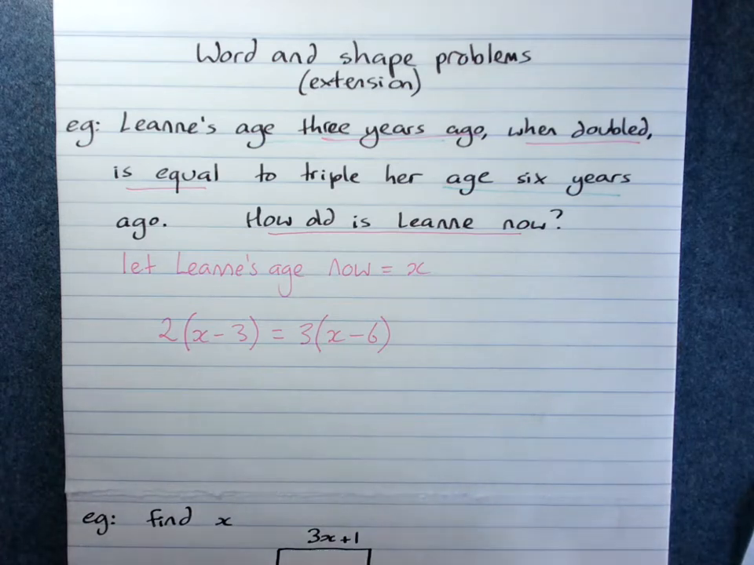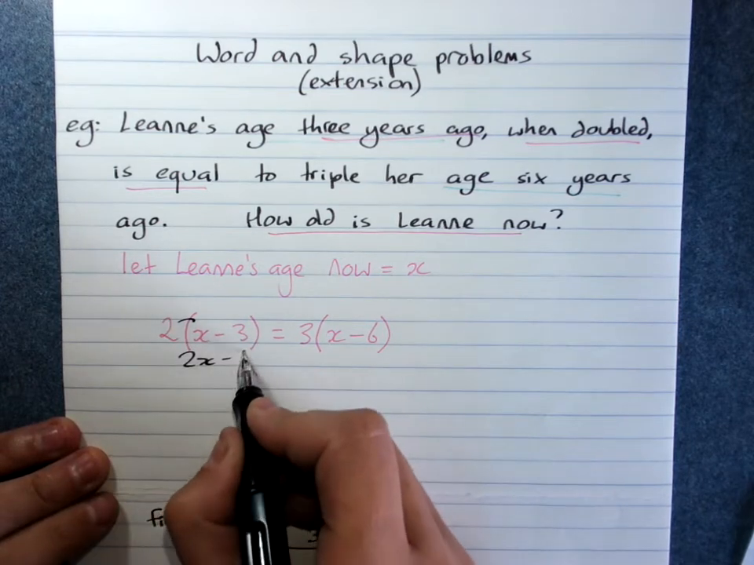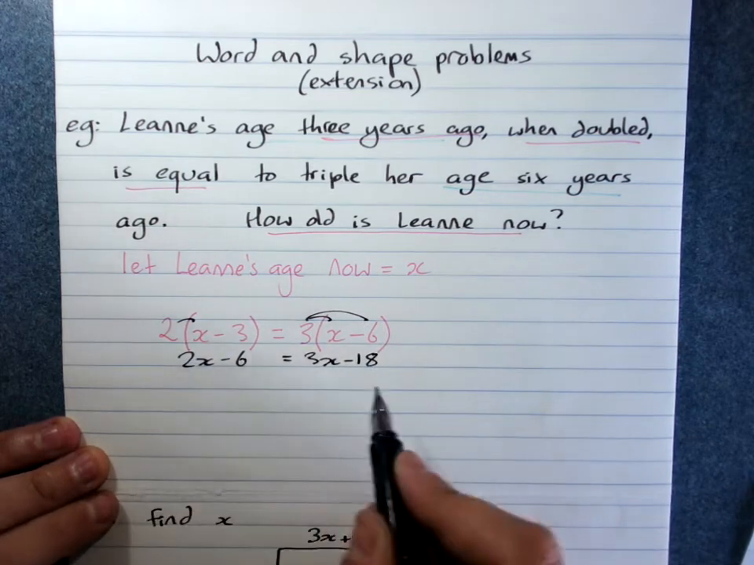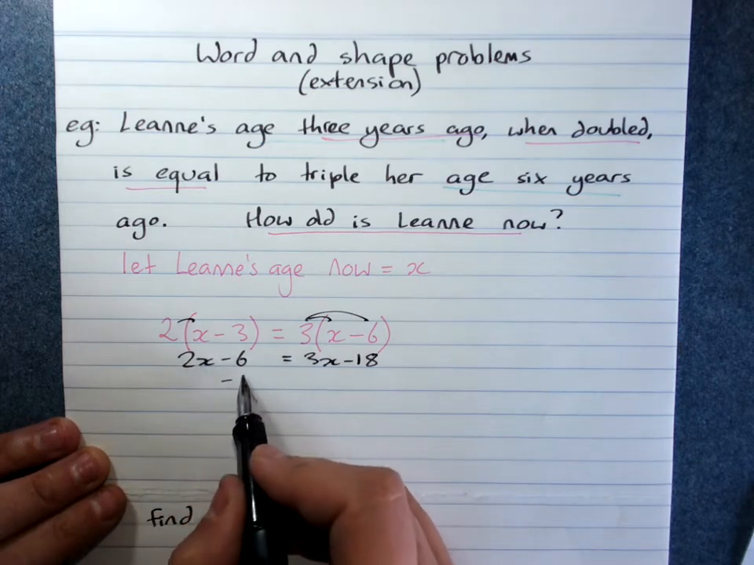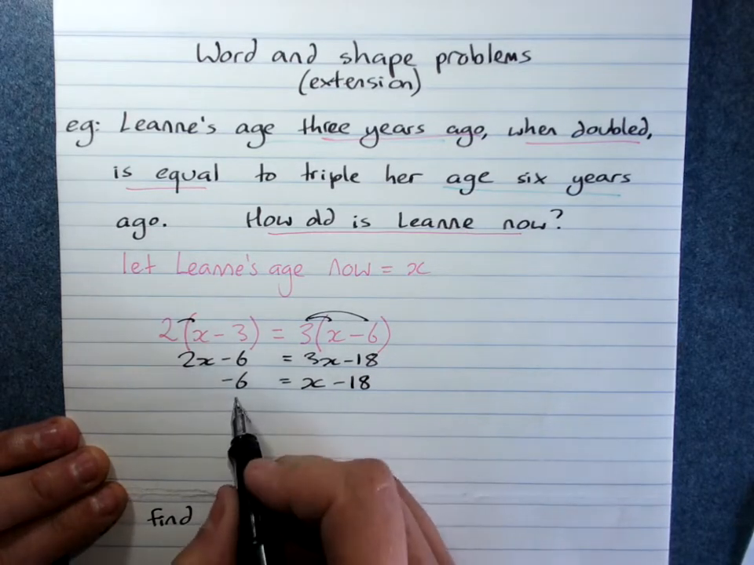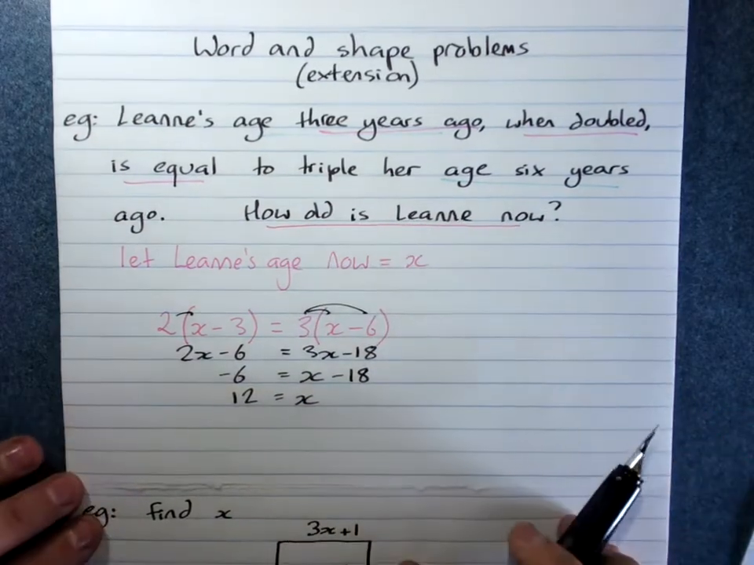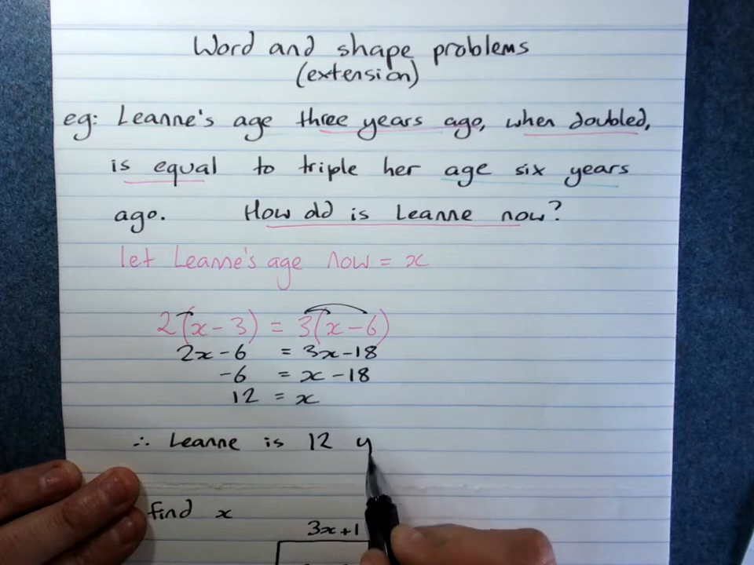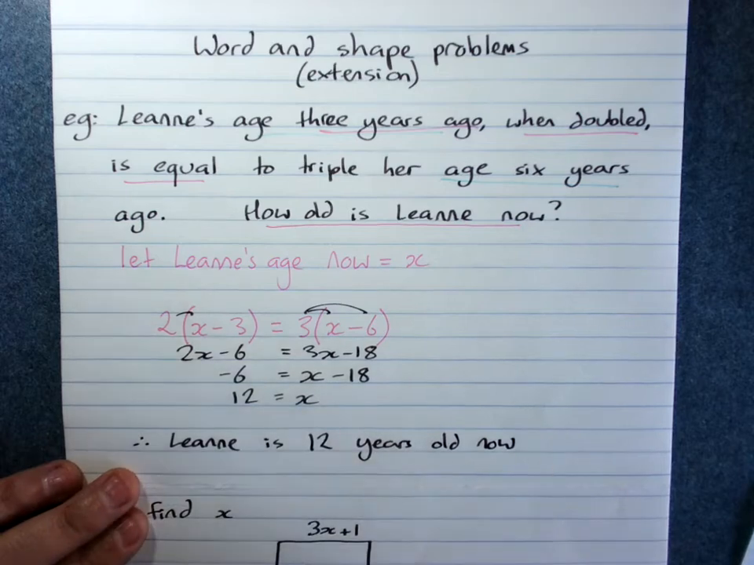So to solve this equation then, of course, when you've got brackets, you expand. 2 times X, 2 times negative 3, 3 times X, 3 times negative 6. So we have now equations with pronumerals on both sides. Subtract 2x from both sides. Negative 6 equals x minus 18. Add 18 to both sides. 12 equals x. And because they asked a question, how old is Leanne now? Then we say, therefore, Leanne is 12 years old now. So we make sure that we've answered their question.